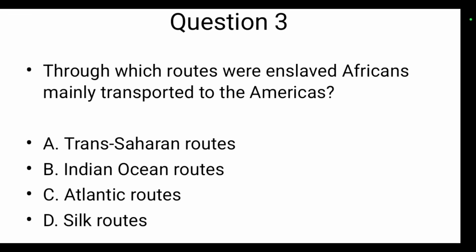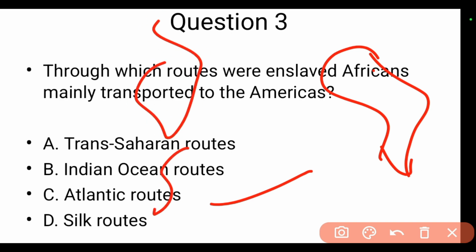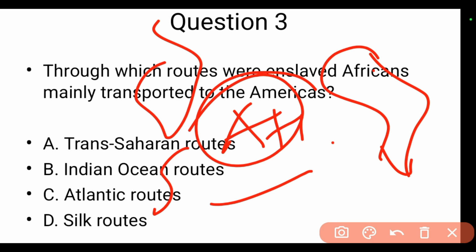Question number 3. Through which routes were enslaved Africans mainly transported to the Americas? A. Trans-Saharan routes. B. The Indian Ocean routes. C. Atlantic routes. D. Silk routes. Okay, the answer is the Atlantic routes. So these Atlantic routes, that was the middle passage, okay? Africa and the New World. Here is the Atlantic, the middle passage. They crossed the Atlantic Ocean to reach the New World.